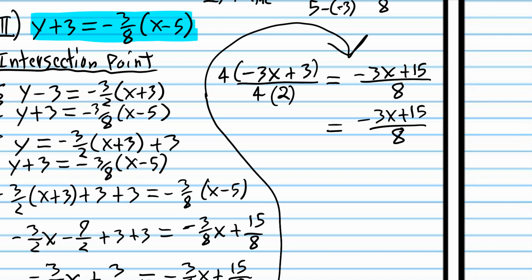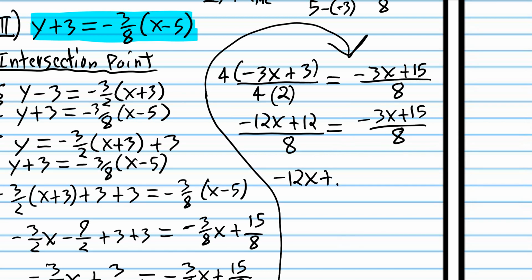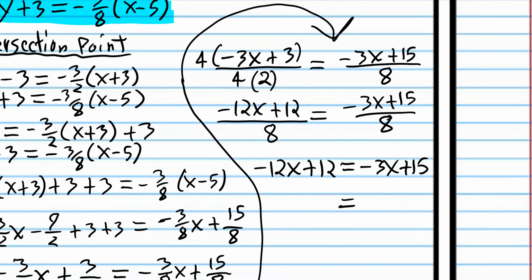So we're going to have to use distribution on the top. 4 times negative 3x is negative 12x. And 4 times 3 is 12. And of course we have 8. 4 times 2 is 8 in the bottom. And so now because these fractions are equal and the denominators are the same, we can just get rid of the denominators. The numerators have to be equal. Looks like we get x equals negative 1/3.